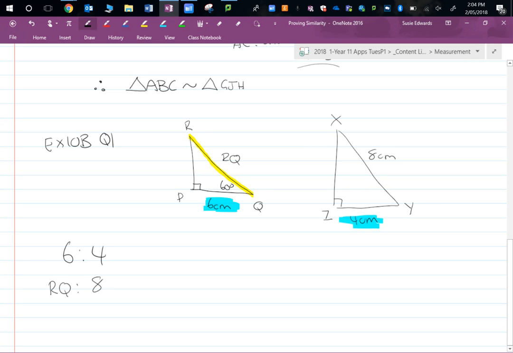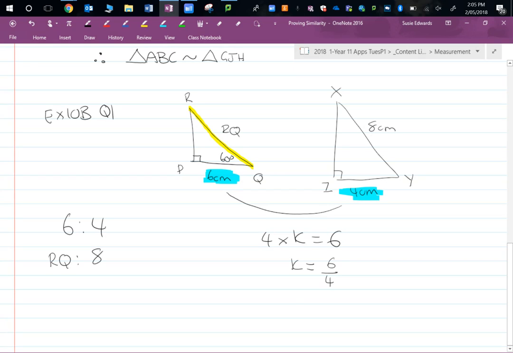Can you guys see that? That's saying they're going to be the same. An easy way to do it is to work out what K is. Now, K is the link between these numbers. So if we're trying to find RQ, from 4, what do I have to multiply it by to get to 6? That's what K is. So how do I work out what K is? 6 divided by 4. It's always the second number divided by the first number.